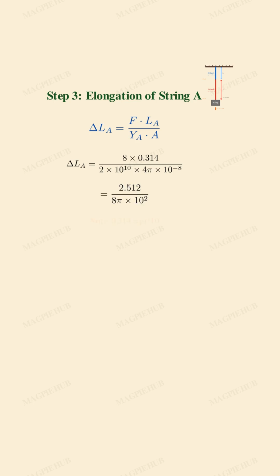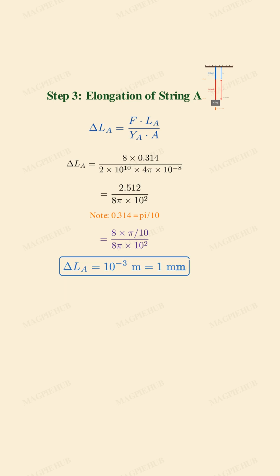Step 3. Calculate the elongation of string A. Delta LA equals F times LA divided by YA times A. Substituting, the numerator is 8 times 0.314, which is 2.512. The denominator is 2 times 10 to the 10 times 4 pi times 10 to the minus 8, which equals 8 pi times 10 squared. Notice that 0.314 is approximately pi over 10. This gives a clean cancellation of pi, and we get delta LA equals 10 to the minus 3 meters, or exactly 1 millimeter.